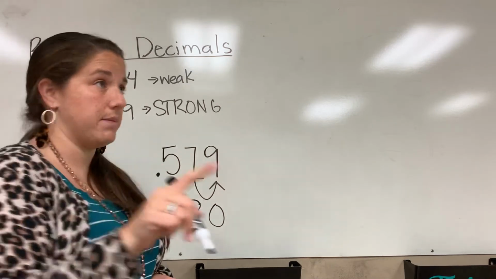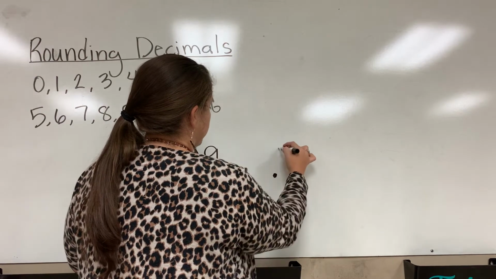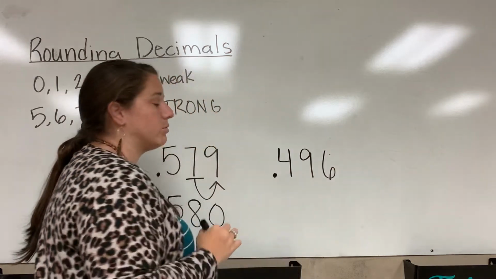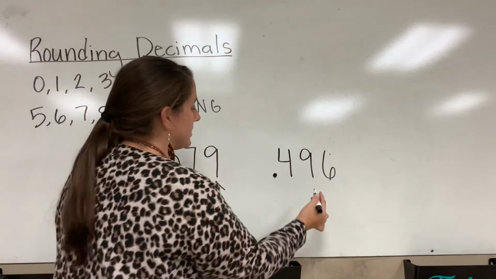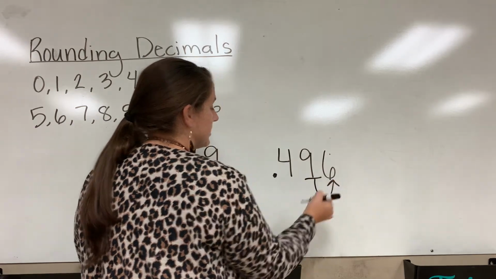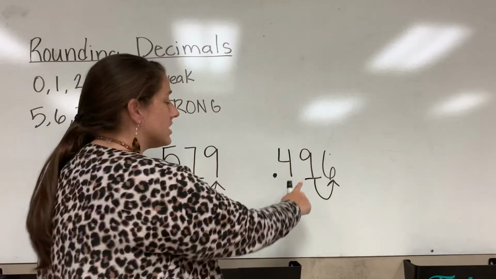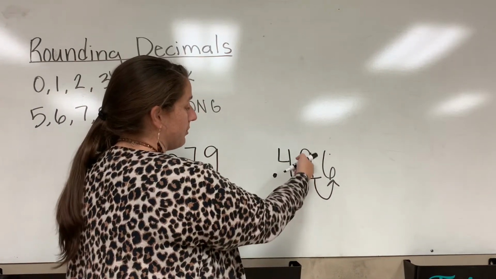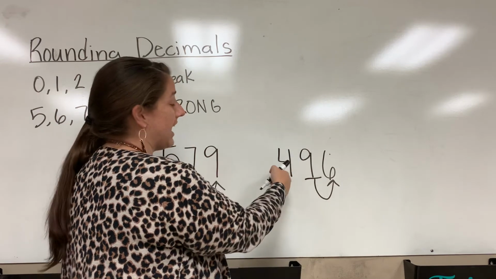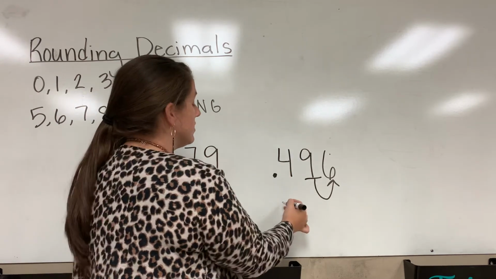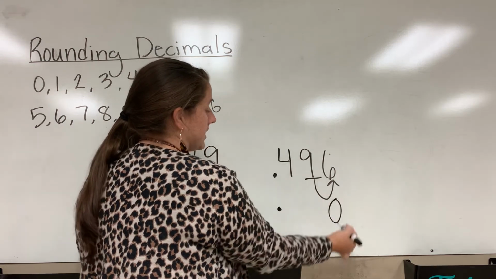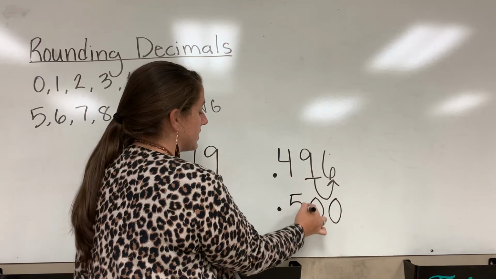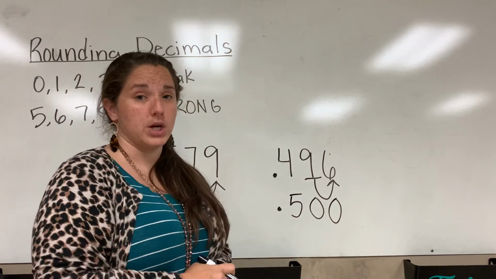Now here's one that might be a little tricky. What if I had something like this? And I was rounding to the nearest hundredths like I just did. I underline the 9, I go to the 6. 6 is strong. So this 9 is gonna go up, but I can't put a 10 right there. So what you're gonna do is you're gonna put your 0 here for the 10, and you're gonna add that 1 to that 4, okay? So the 6 will be a 0 as always, that will be a 0, and you're gonna add that 10 there, so it's gonna be 0.500, okay?